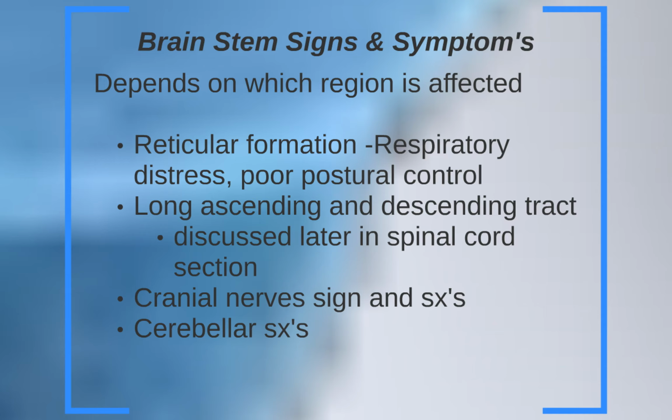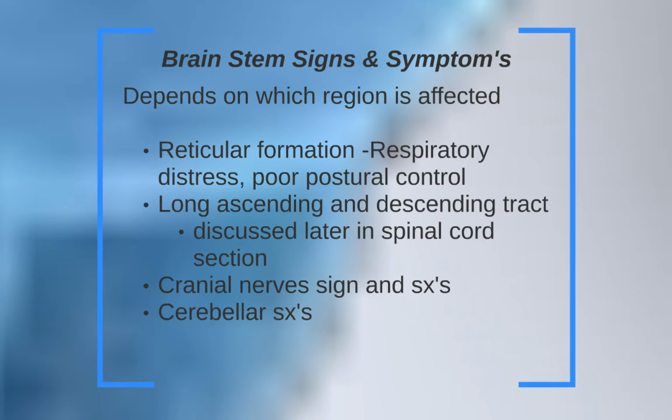Also, you would note cranial nerve signs and symptoms. One of the best ways during diagnostic examination to determine what region of the brainstem is damaged is through your cranial nerve assessment. Ultimately, this will tell you what other areas might be affected. And naturally, depending on what is impacted, your cerebellar symptoms will persist as well.